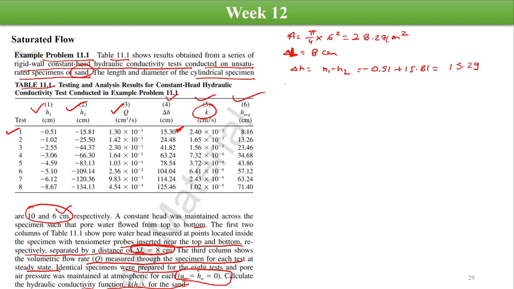The next, if you want to calculate the H average value, then it will be nothing but minus 0.51 plus minus 15.81, that will be divided by 2. So it will be 0.51 plus 15.81, both in negative sign, divided by 2. So it will be 8.16. Right? So average is 8.16 if you ignore the sign. That's actually minus 8.16.